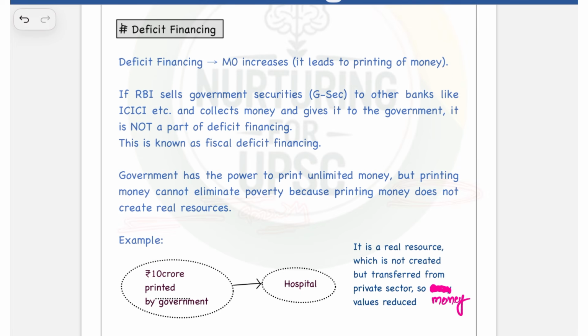If, let's say, the government printed 10 crore rupees and it was given to a hospital, it becomes a good use of money. But even in this case, a real resource is not created. Rather, resources are transferred from the private sector to the government, and the value of money is reduced. Why? Because there is additional infusion of money.